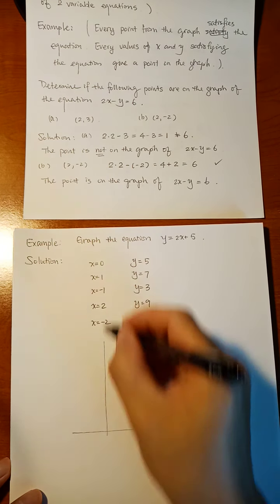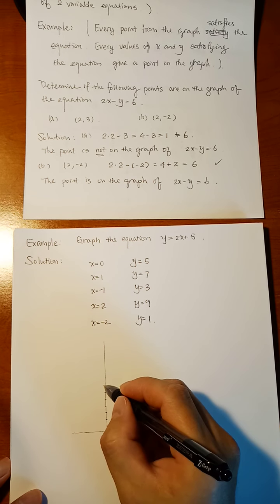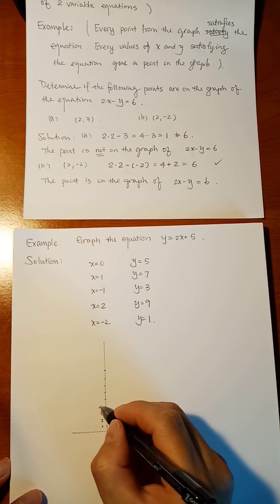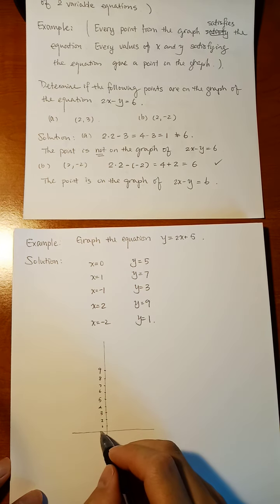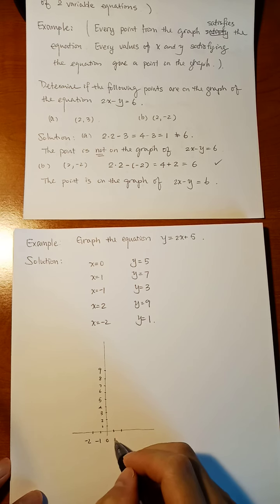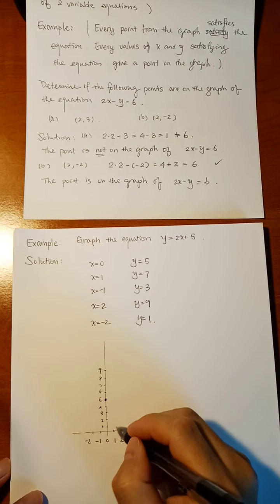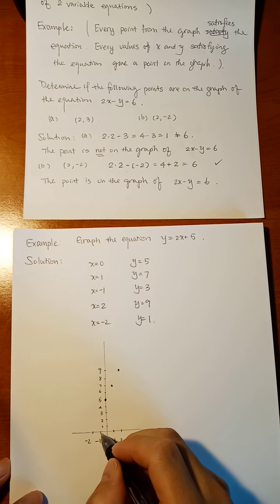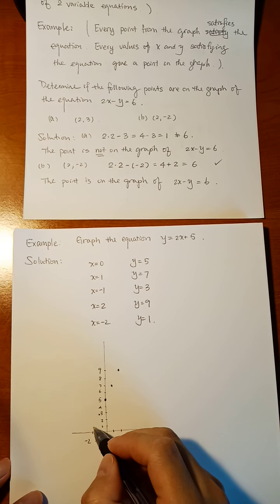There's the number 9, so the axis is very tall. 1, 2, 3, 4, 5, 6, 7, 8, 9. On the x-axis we have negative 2, negative 1, 0, 1, 2. When x is 0, y is 5 here. When x is 1, y is 7 here. When x is 2, y is 9 here. When x is negative 1, y is 3. When x is negative 2, y is 1.